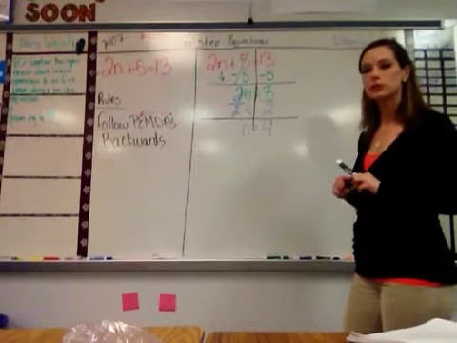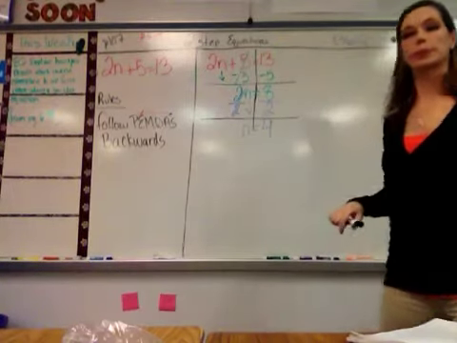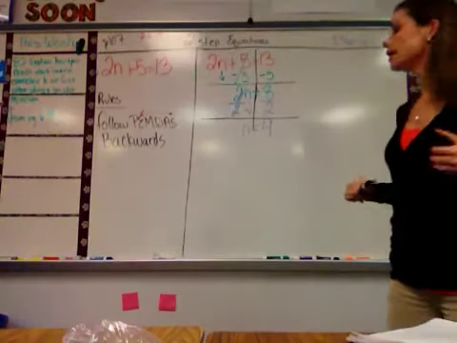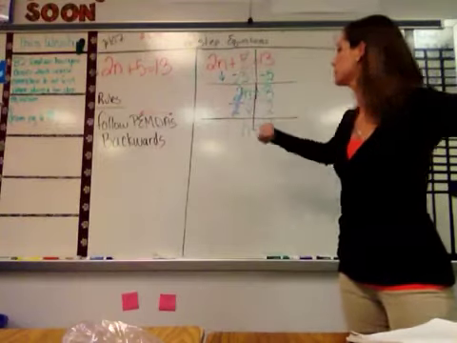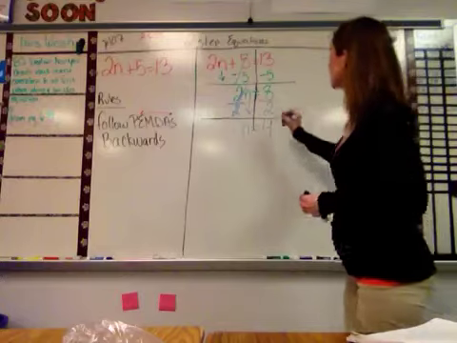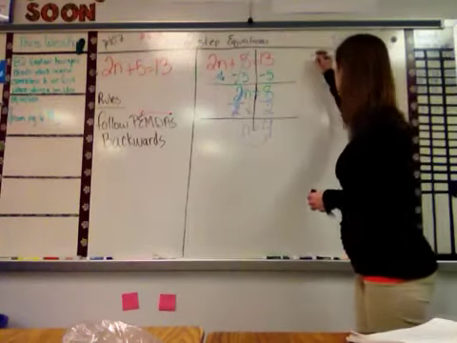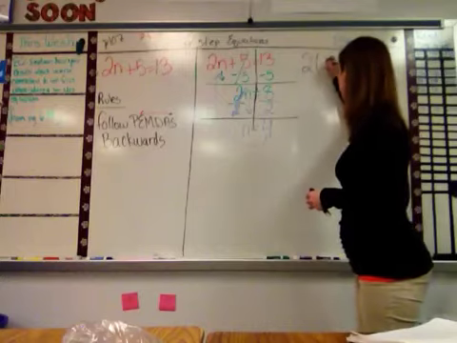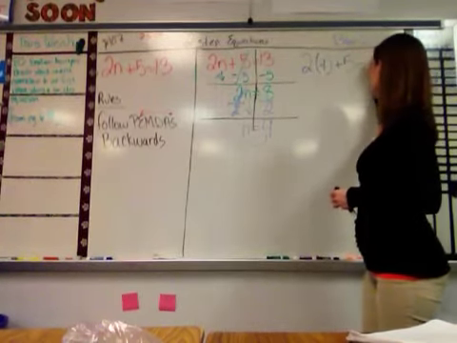After you've gotten n equals 4, you need to check your answer, and you can test it out. You're going to take this 4 and plug it back in for n. So we write 2 times 4 plus 5 equals 13.